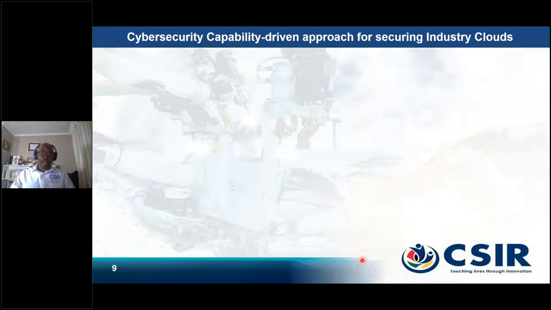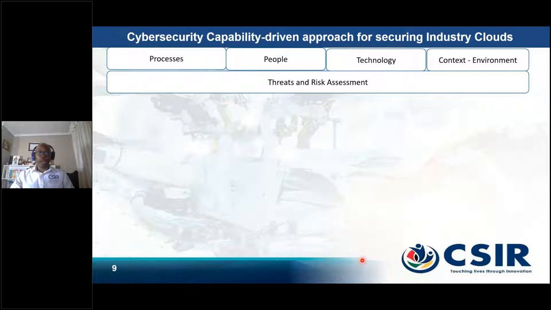And then, as I close, this is actually the core thing: how do we go about building a cybersecurity, capability-driven approach for securing this industry cloud? This framework applies to almost everything and any environment. This is what we call integrated capability management. I've already spoken about processes, people, and technology. But the other core thing is the issue of context and environment.